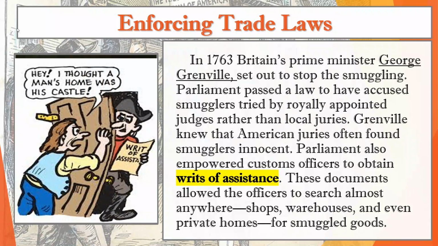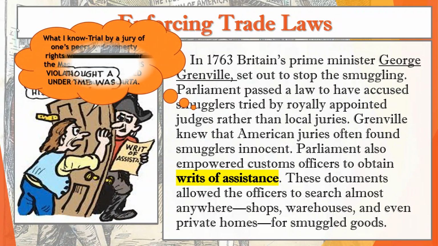And you see my political cartoon there. "Hey, I thought a man's home was his castle." And you see an official with a writ of assistance that he can enter the home. Okay, what I know: trial by a jury of one's peers and property rights were protected under the Magna Carta. These laws violate those rights protected under the Magna Carta. In other words, the Magna Carta protects your home. It protects your home from searches and seizures, unless a jury finds that you may have committed a crime.